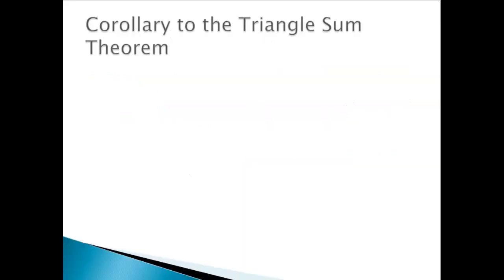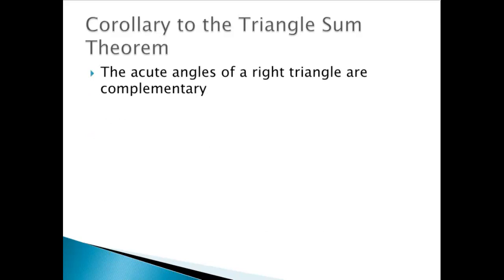Okay, the next thing is the corollary to the triangle sum theorem. Now corollaries are some result of the theorem to which it is a corollary. So in this case, a corollary to the triangle sum theorem is some result from the triangle sum theorem. So in this case, this corollary says that the acute angles of a right triangle are complementary.